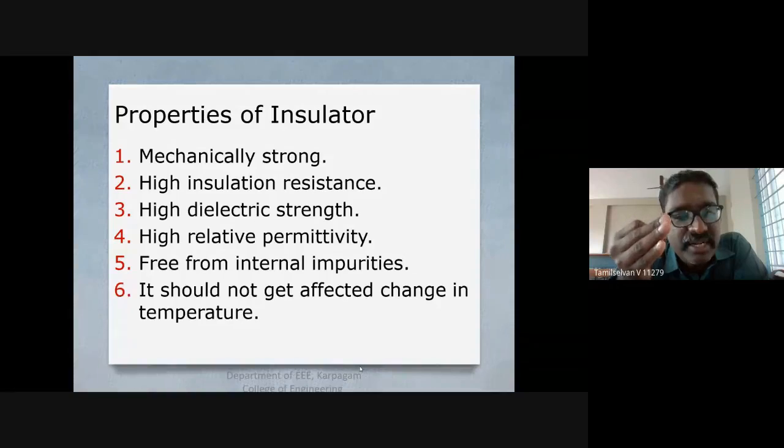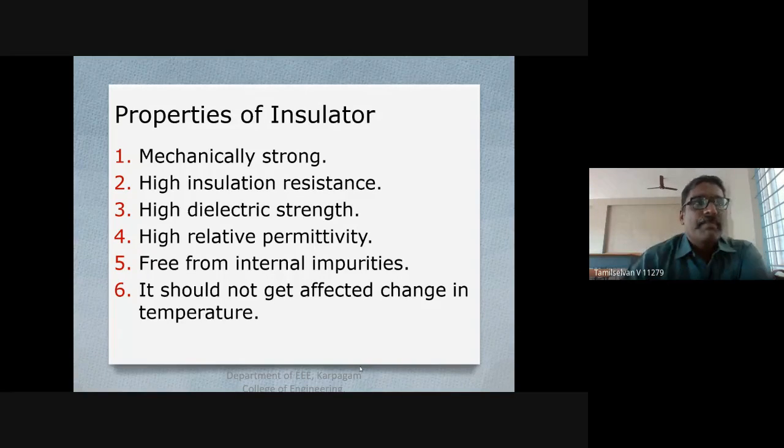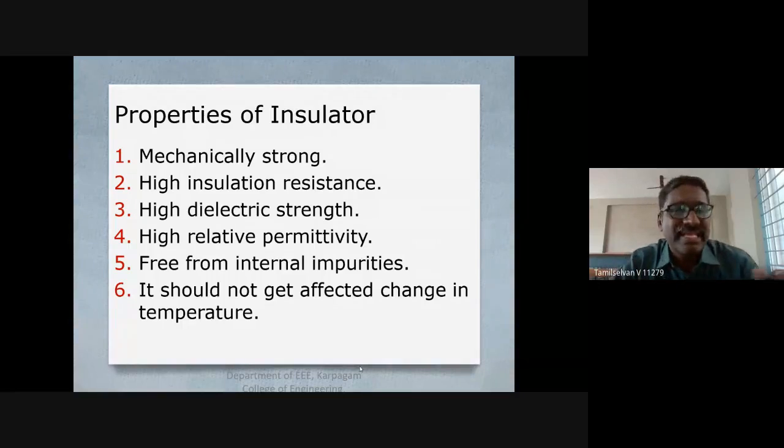It is needed in order to withstand the conductor load and the wind load. So the first property of the insulator is that it should have high mechanical strength, in order to withstand the conductor load and the wind load.